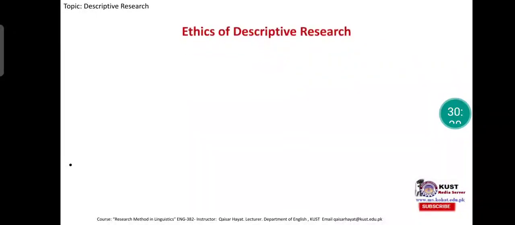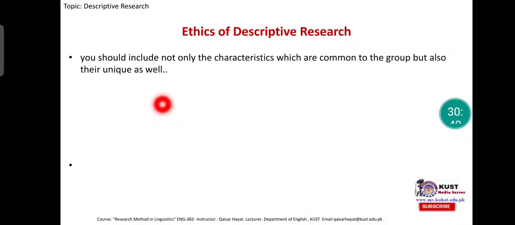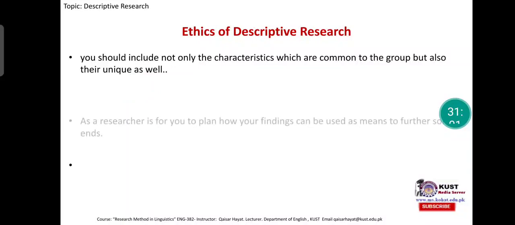After this, some ethics. Student, do you know what ethic is? Ethic in our circumstances here would be the positive sense that we have to adopt while doing descriptive research. So what should that positivity be? Number one, you should include not only the characteristics which are common to the group, but also the unique ones as well. Unique responses, unique points should also be catered for.